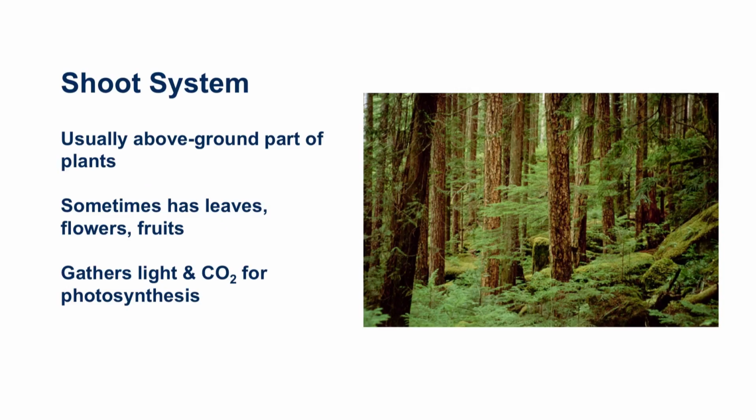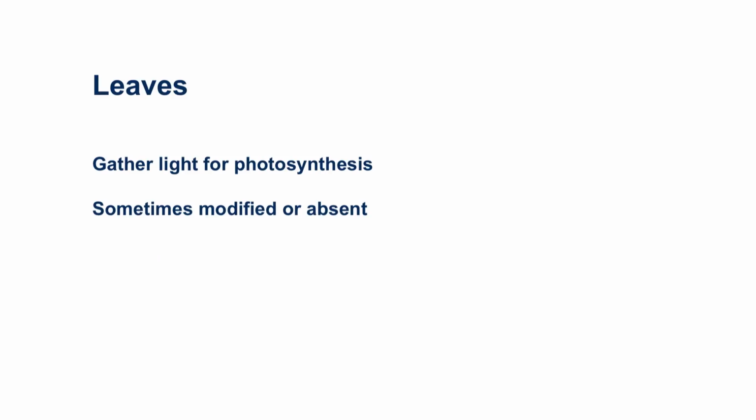So the shoot system is usually the above ground part of the plants. It doesn't happen that way in all plants, but in the majority of plants, the shoots are above ground. Sometimes the shoot system has leaves, flowers, and fruits. And the purpose of this is to gather light and carbon dioxide for photosynthesis. So, these large trees here, for instance, the majority of what you see is the shoot system.